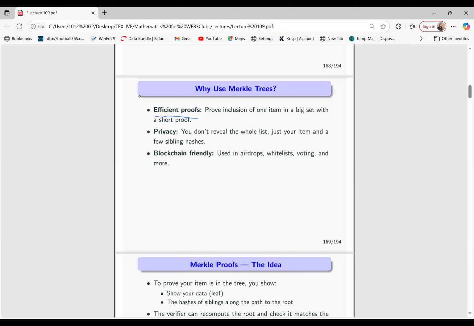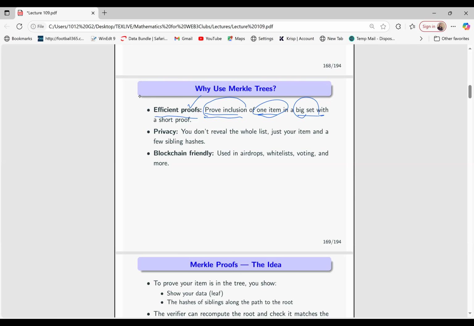So, prove inclusion of one item in a big set with a short proof. It's not a very long proof, it's just a short proof. And we are proving inclusion of one item. So we are proving that there's one item inside this set, but we are using a very short proof. So, efficiency of the proof. That is one point as to why we are using Merkle trees.